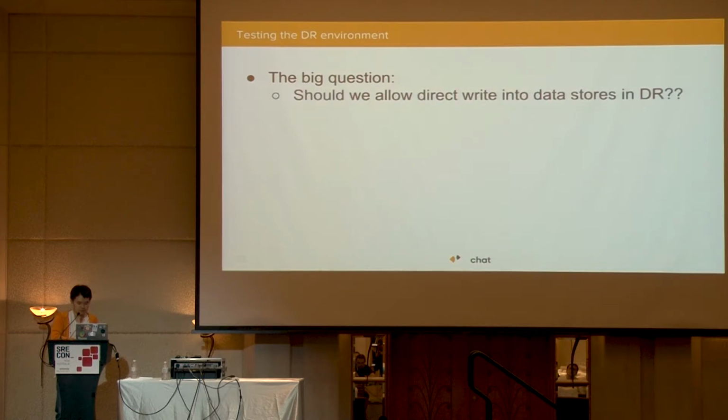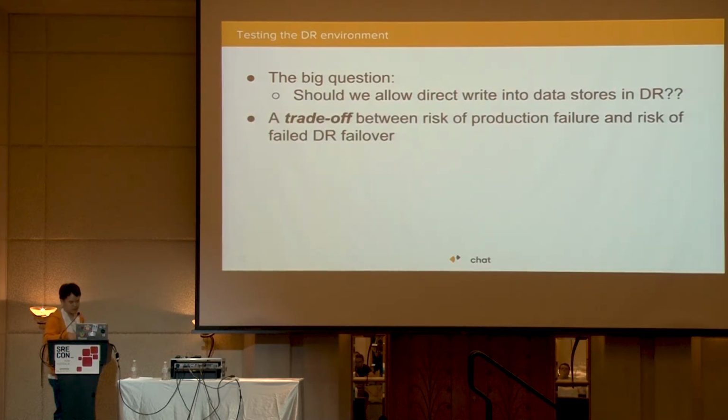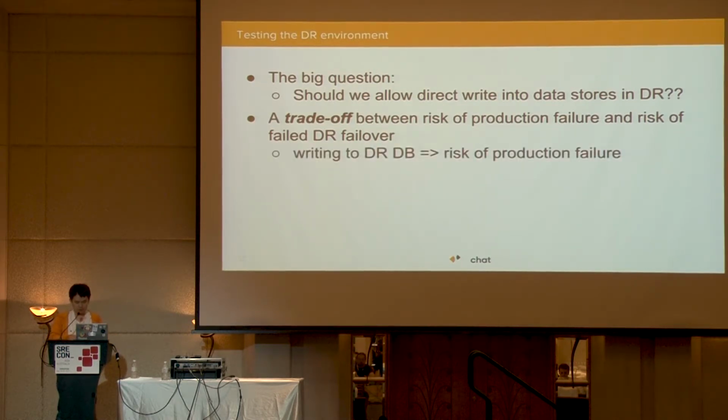So again, the big question. What we eventually figured out is that it is a trade-off between two different risks. Allowing the apps to write into the database in DR introduces a risk of production failure. Depending on your configuration, production could fail immediately, or when you fail over to DR and then fail back, the production environment could fail because of data inconsistency or replication conflicts and so on. So there's a risk of production failure.